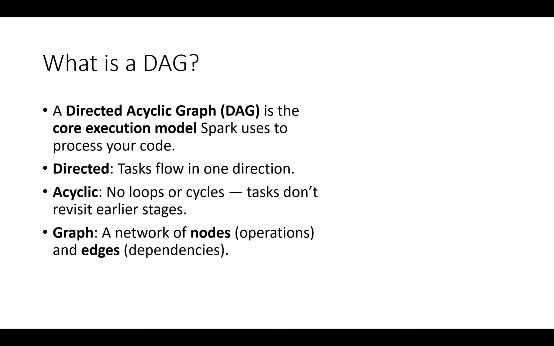Graph, we all know it is a network of nodes and edges, but here the nodes are operations and the edges are dependencies between those operations. So Spark is creating a DAG to represent all the operations you are doing and the dependencies between them. So that's essentially a DAG.